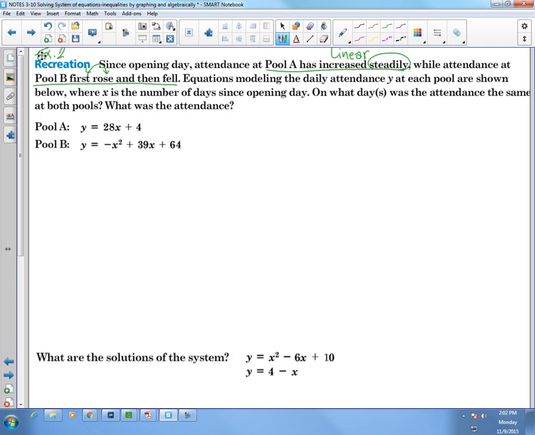Equations modeling the daily attendance y. Does anyone know what y is? Yeah, so this is something you should write down. Daily attendance y, at each pool shown below, where x is the number of days since opening day. Is that important? We need to know what the variables are, right? So x is the number of days opened. You can just abbreviate it. The number of days opened.